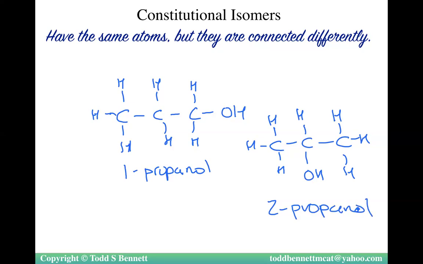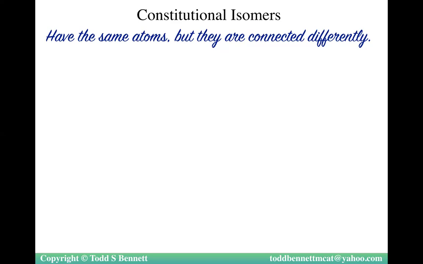So same atoms, same layout, but different connectivity. The OH, instead of being connected to one, in this case is connected to two. Instead of being connected to two, it's now connected to one. So they are known as constitutional or structural isomers. So constitutional, different constituent location. Structural is a more generic term. I'm going to be good with any of those you use.